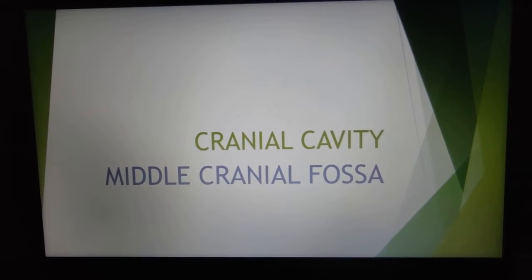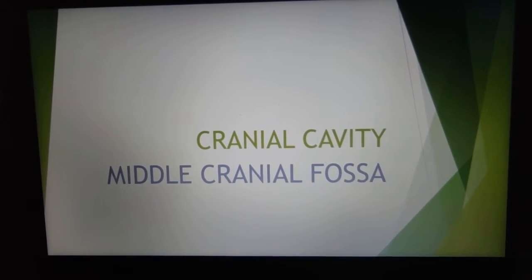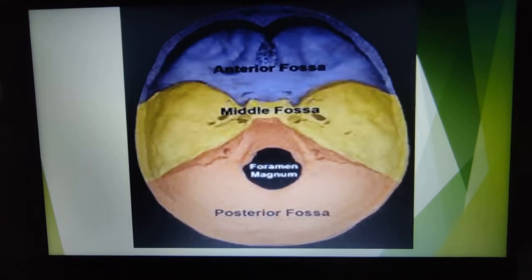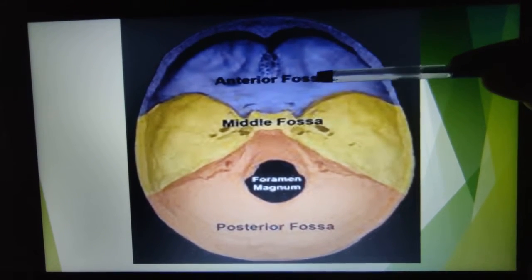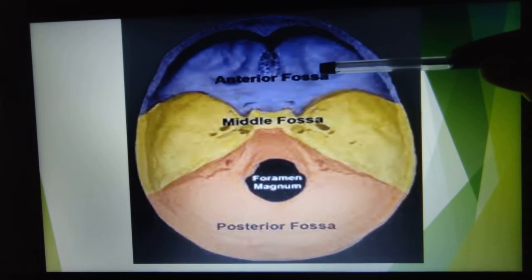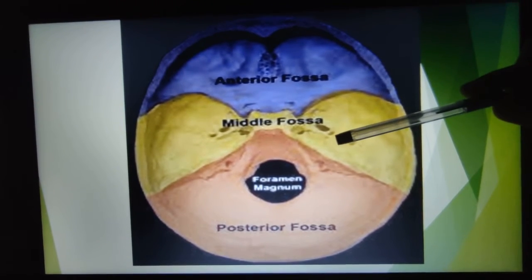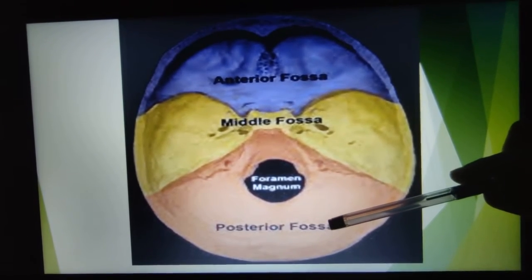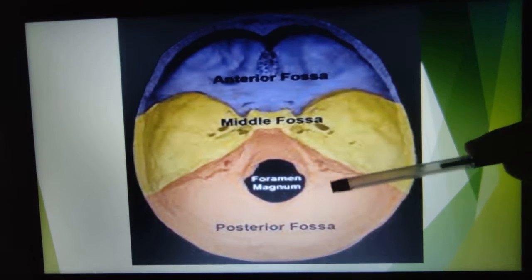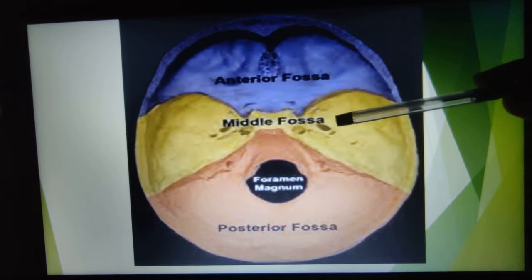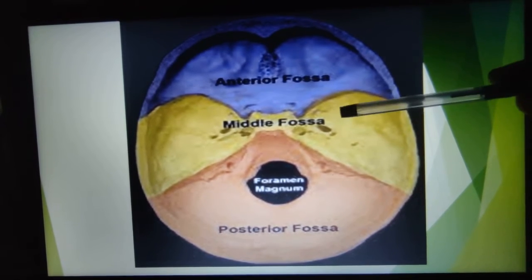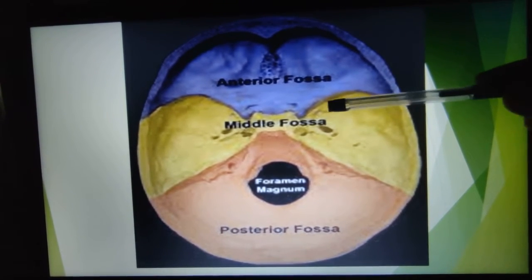I am going to take today middle cranial fossa. We know that the base of the skull is divided into three parts: anterior cranial fossa, middle cranial fossa and posterior cranial fossa. So today, middle cranial fossa. Let us see the boundaries of the middle cranial fossa.